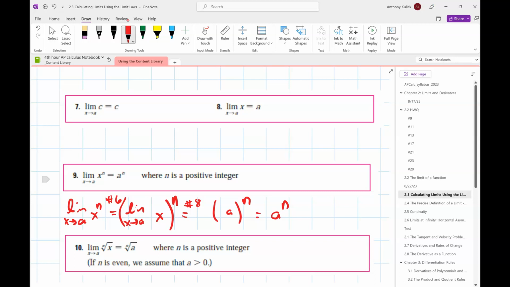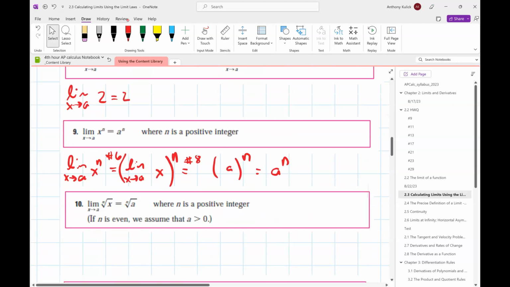Wait, property number 7, what does it say? Like, limit z equals c. Oh, okay. Just the limit of a number is just a number. It doesn't matter what x is approaching. There's no x in it, okay. The limit of a constant is just a constant. That's all we're saying. Is that okay? Okay. Sure.